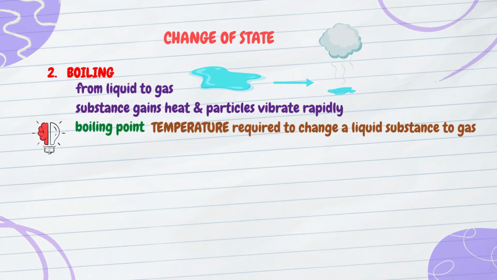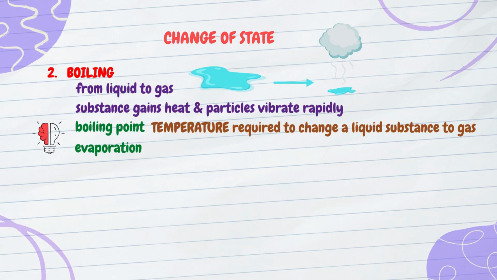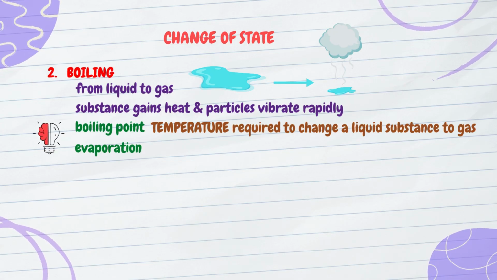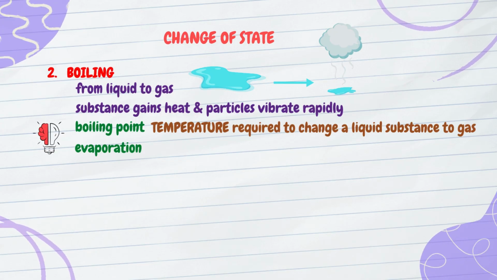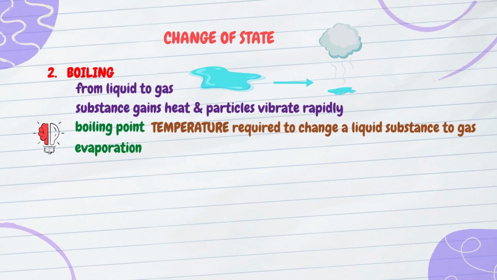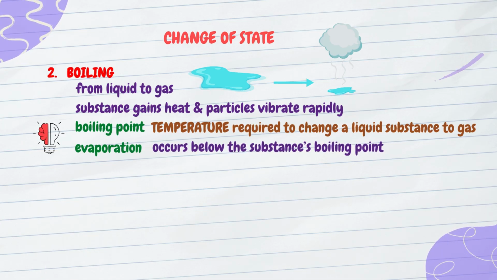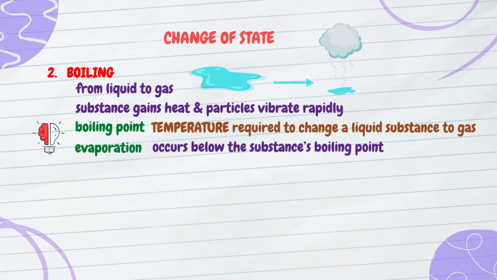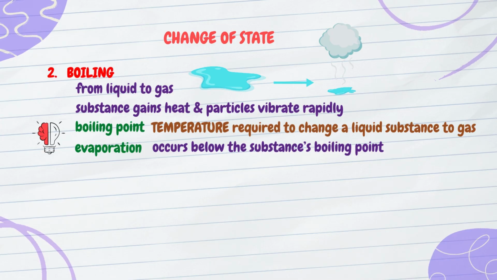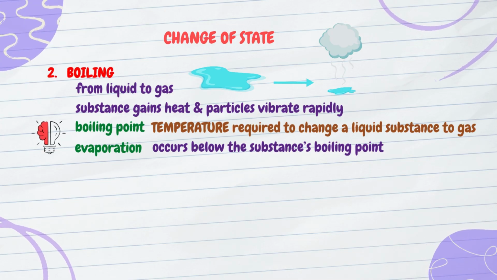Don't confuse boiling with evaporation, though. It's sneakier, slower, and only at the surface. Evaporation is also the change of state from liquid to gas. However, it occurs below the substance's boiling point. In addition, unlike boiling, which occurs throughout the liquid, evaporation only occurs at the surface of the liquid.